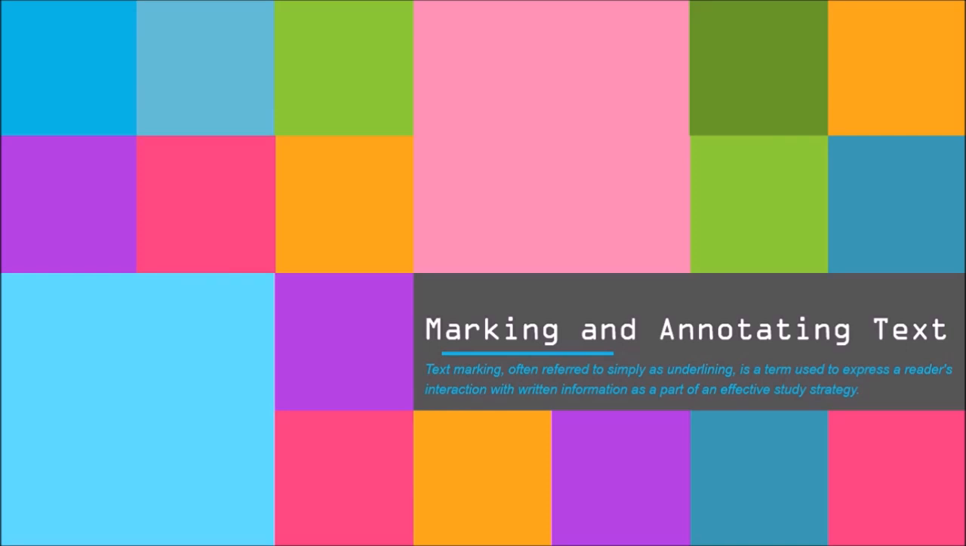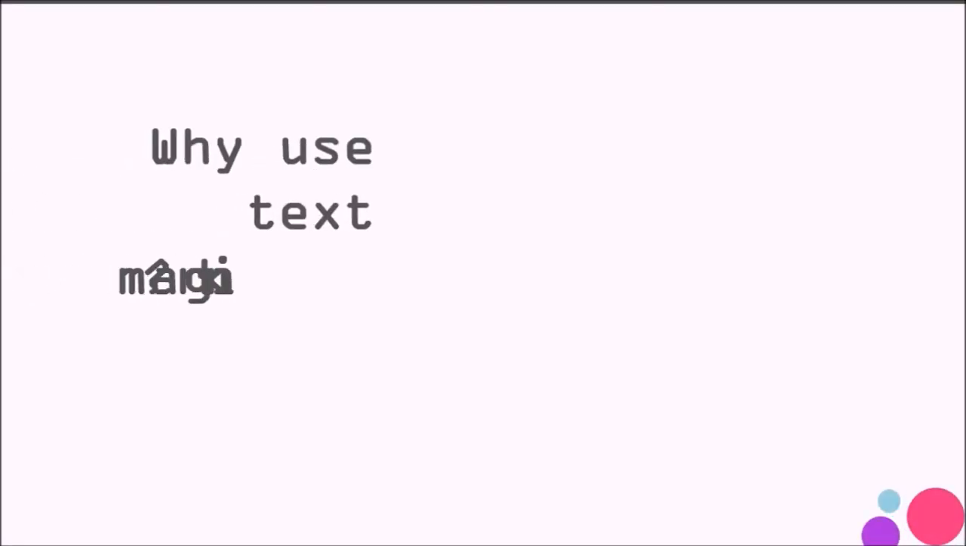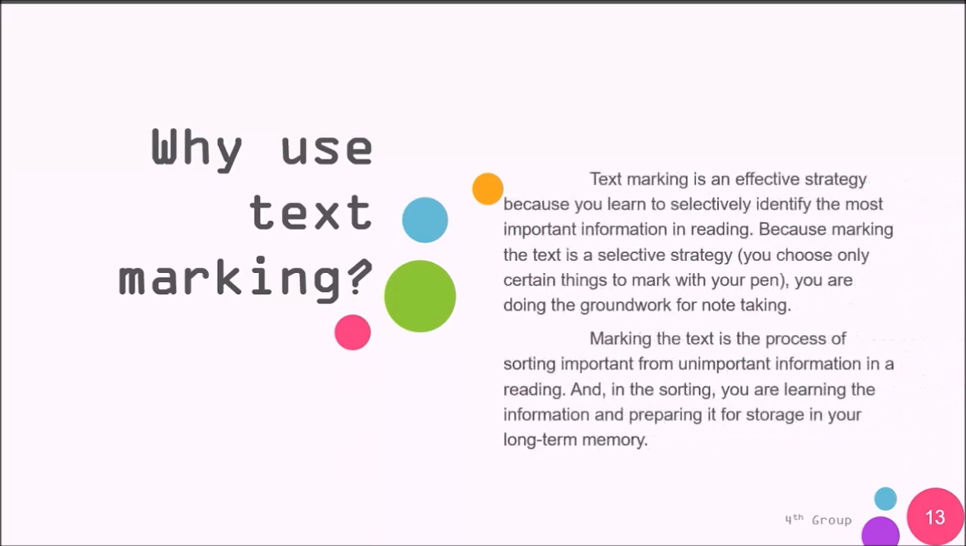Why use text marking? Text marking is an effective strategy because you learn to selectively identify the most important information in reading. Because marking the text is a selective strategy, you choose only certain things to mark with your pen. You are doing the groundwork for note-taking. Marking the text is the process of sorting important from unimportant information in a reading. And in the sorting, you are learning the information and preparing it for storage in your long-term memory.